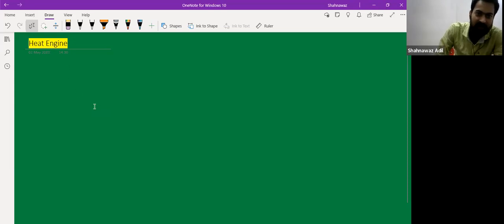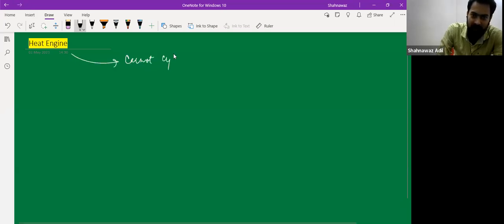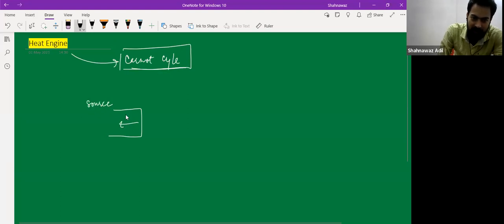So what is a heat engine? The heat engine is based on the Carnot cycle, which we will talk about later. So first, let us talk about the heat engine. What does a heat engine do? Let's say this is some source with some high temperature, T1, and this is called the hot reservoir.